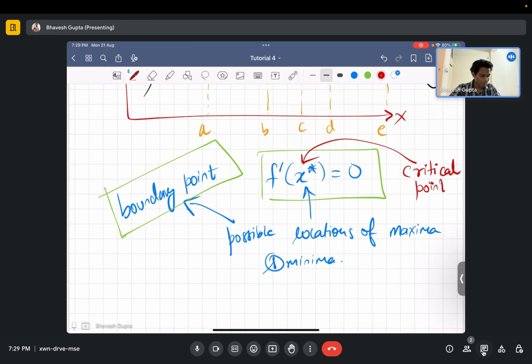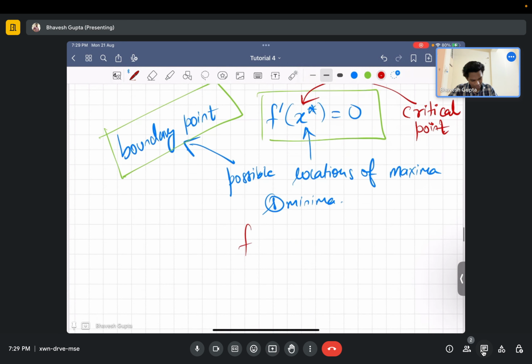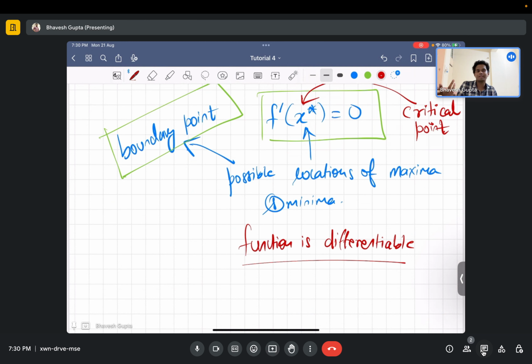So the location of maximum or minima is either at a critical point or at the boundary points. And I'm assuming everywhere my function is differentiable. I'm not writing continuous, because if my function is differentiable, then automatically it becomes continuous. Okay, so that's my assumption.